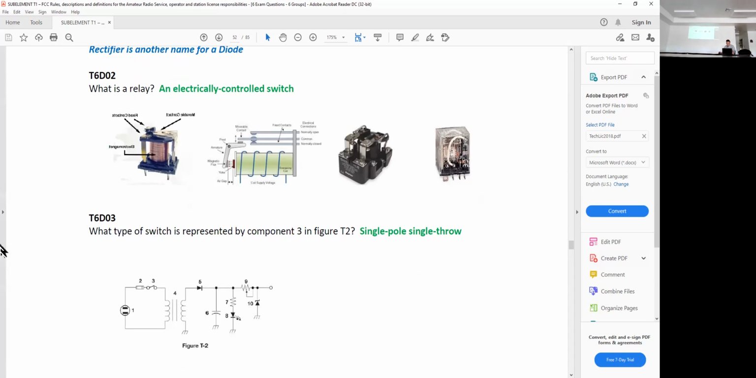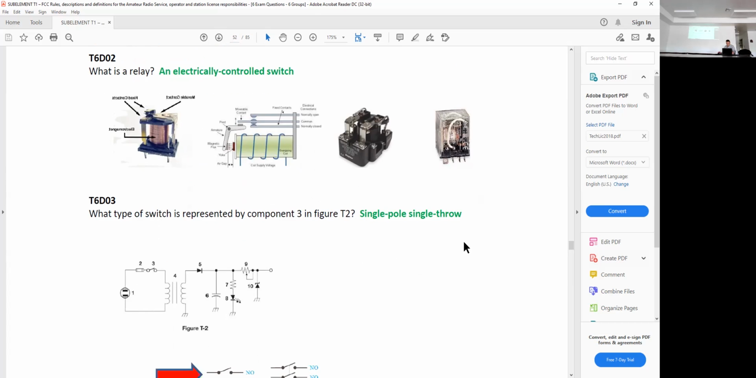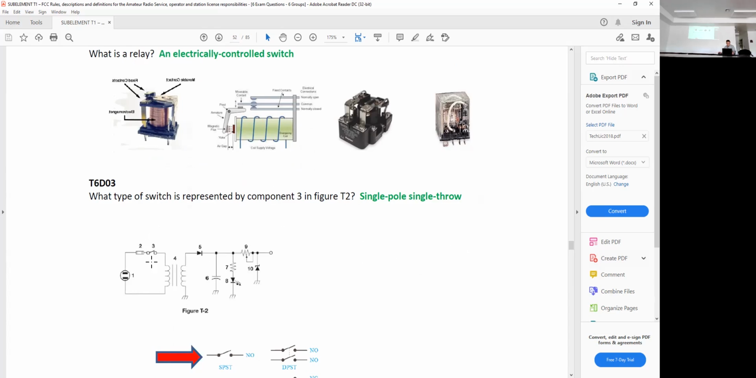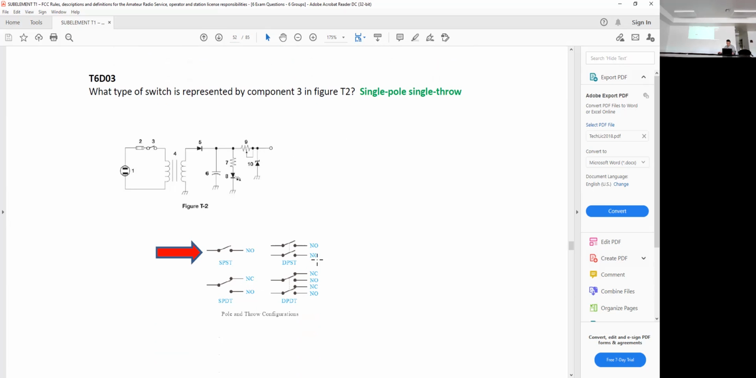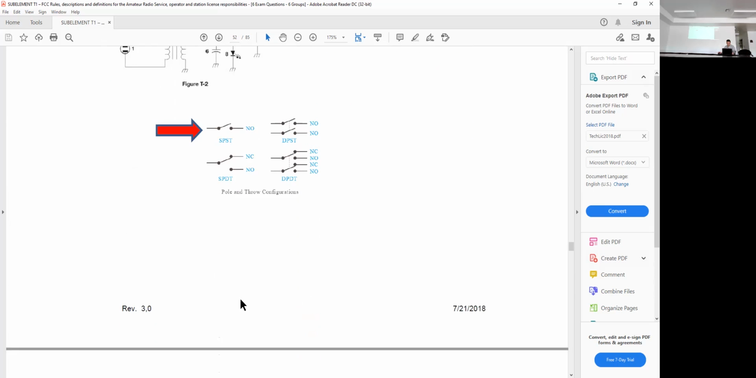What type of switch is represented by component 3? A single pole, single throw. Component 3, so it's a switch, but you'll notice it's only got 2 connection points and the switch in the center. Single pole, single throw. That's the simplest type of switch. Now here they're showing the other types. Single pole, single throw, single pole, double throw. This is the example where we talked about hooking up a red light on one and a green light on the other. Different types of switches.